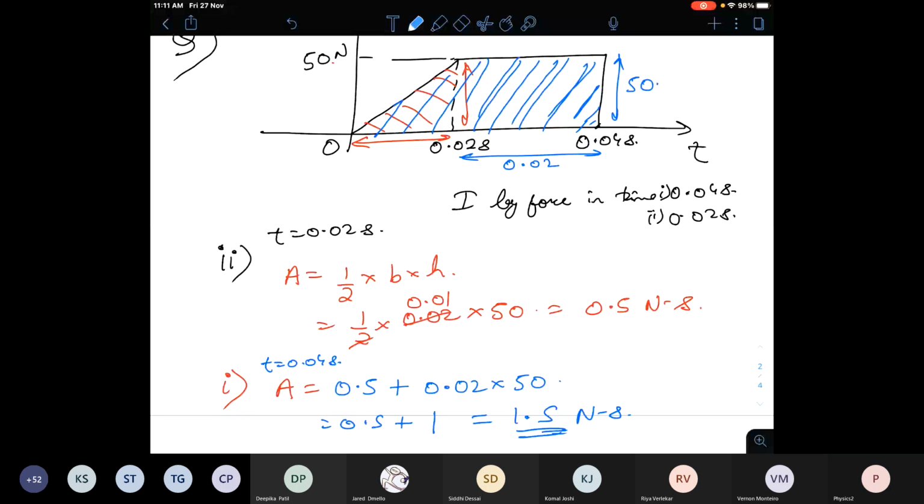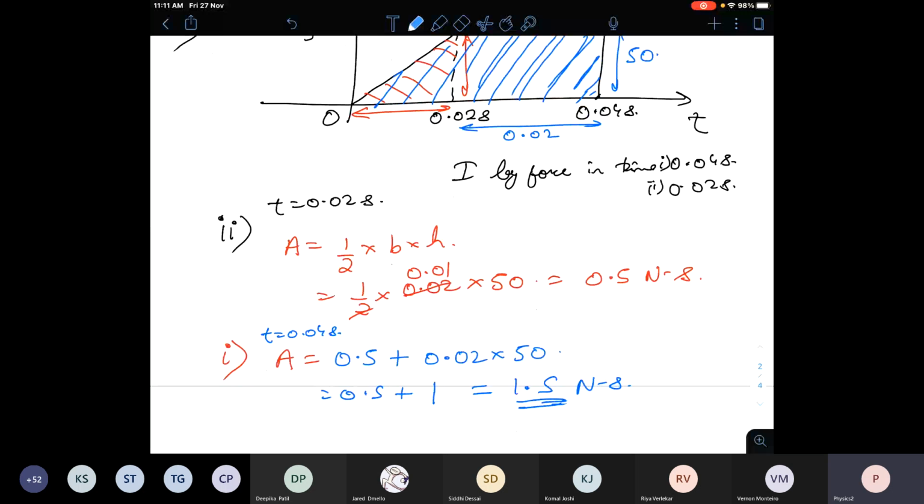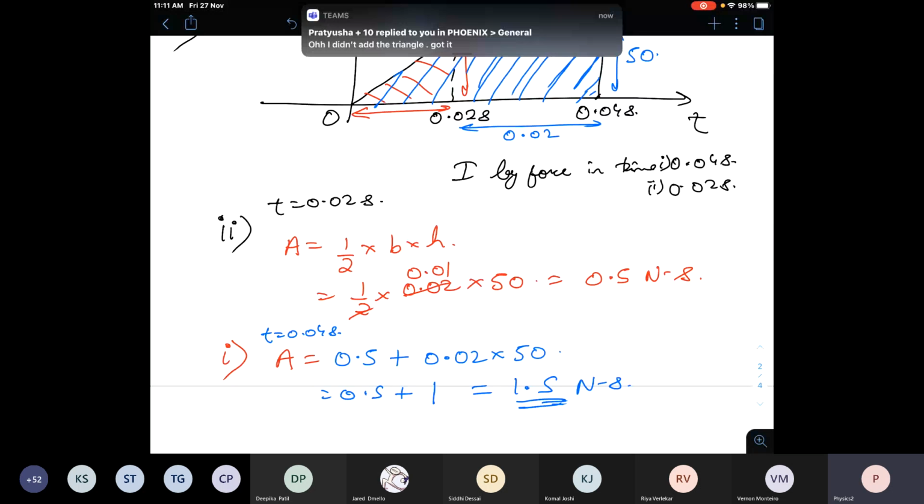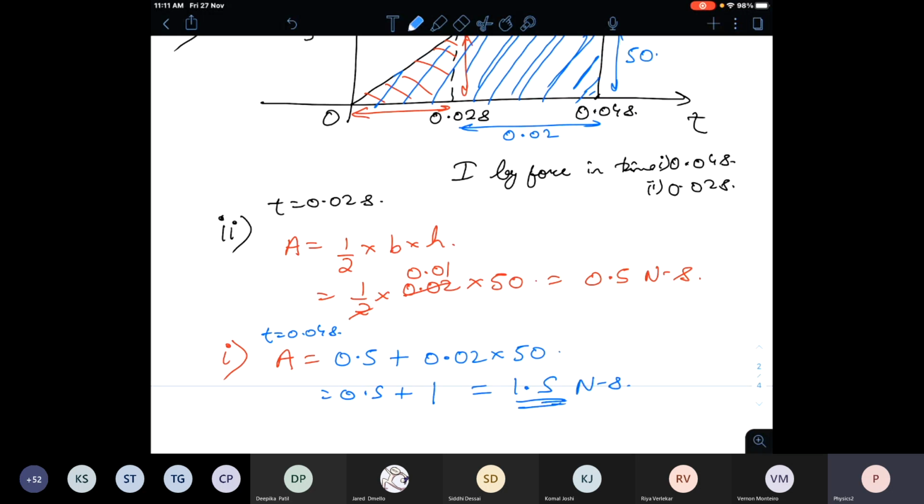Is that clear? So this is how you calculate impulse when the graph is given to you. Whenever the graph is given to you, just calculate the area. F-t graph will be given in most of the cases, so just calculate the area. As and when you calculate the area, you will have your answer.